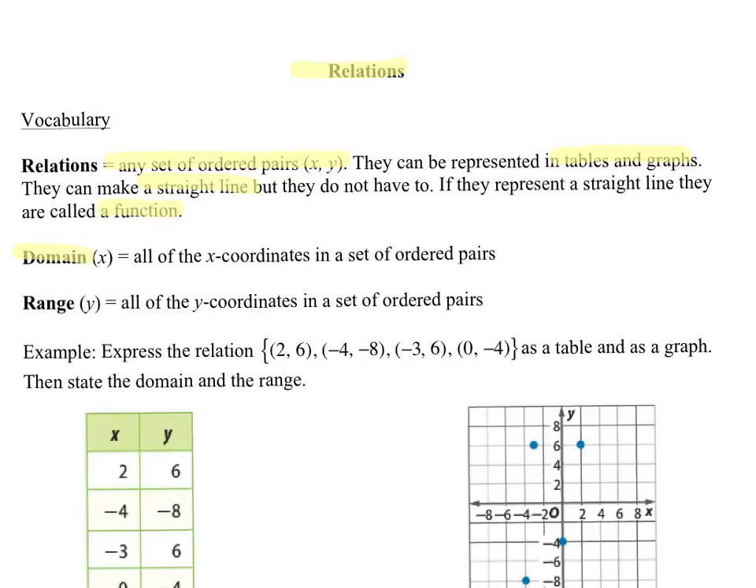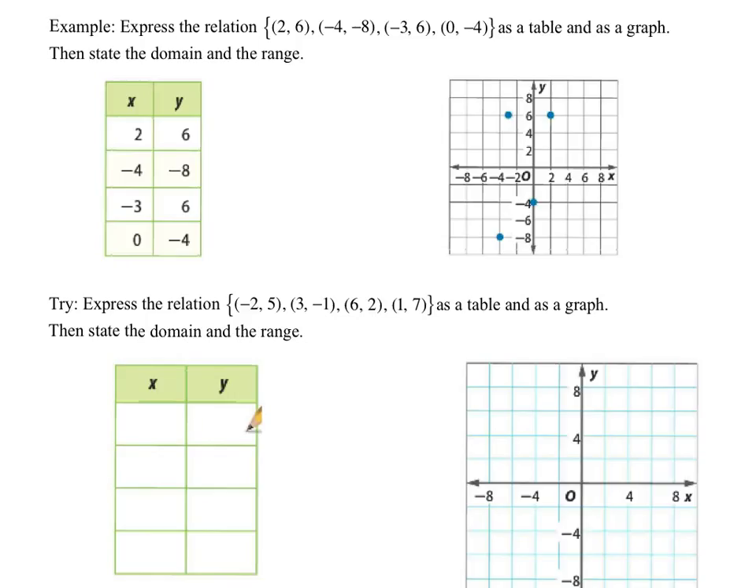The domain are all of the x coordinates that are in a set of ordered pairs. And the range is all of the y coordinates in a set of ordered pairs. Let's look at an example problem.